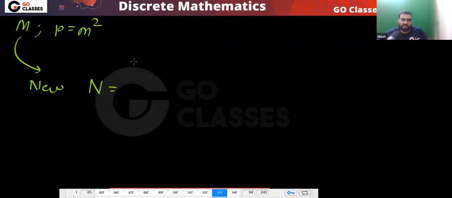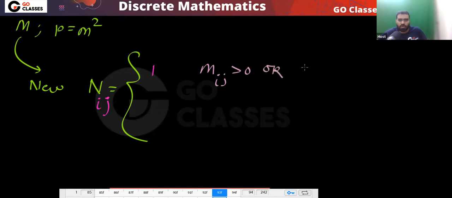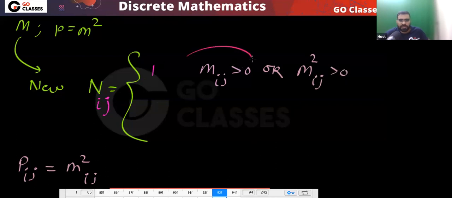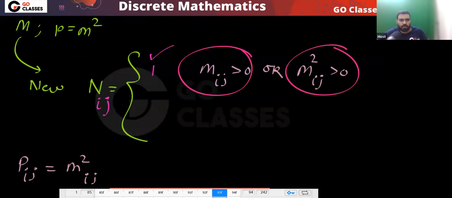The question is saying that you already have this matrix M, and P is equal to M square. And you are creating a new matrix N. Every value in this N is one if Mij is equal to one, that is, if it is greater than zero, meaning non-zero, or Pij, which is the same as M square ij, is greater than zero. So if this happens or this happens, then you put one. Otherwise you put zero.